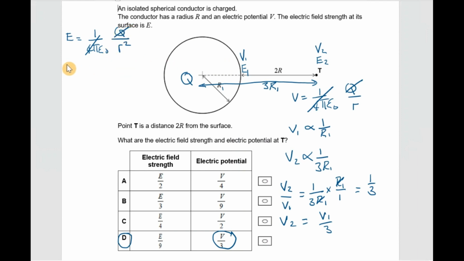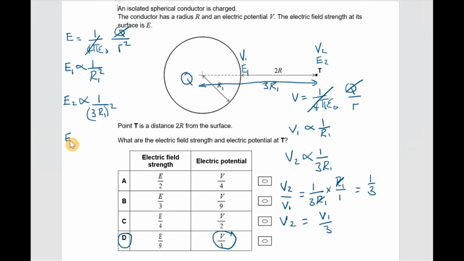So for the first condition, on the surface of the sphere, the electrical field strength is directly proportional to 1 over R1, but this time squared. And at this point T, the electrical field strength is proportional to 1 over, and again it's really important that we use the distance from the centre of charge, which is 3R1, all squared.